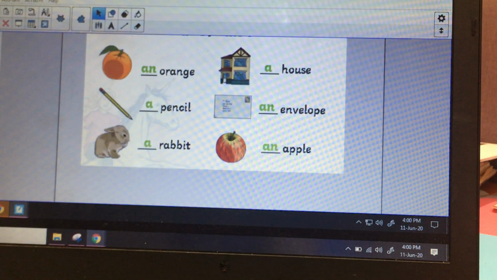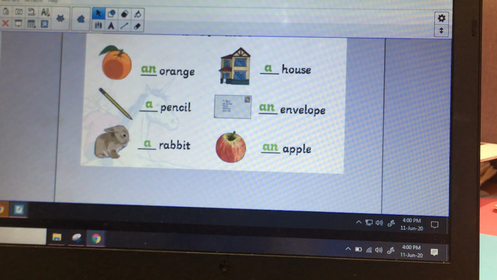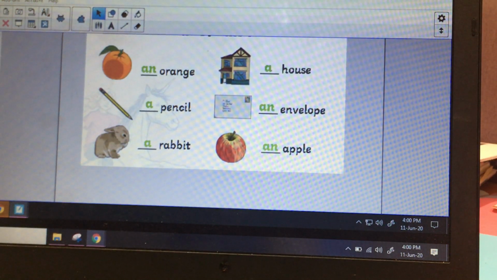Right, here are the answers. We've got an orange, because it's a vowel sound, a pencil, a rabbit, a house, an envelope, an apple. How many did you get out of 6 there?